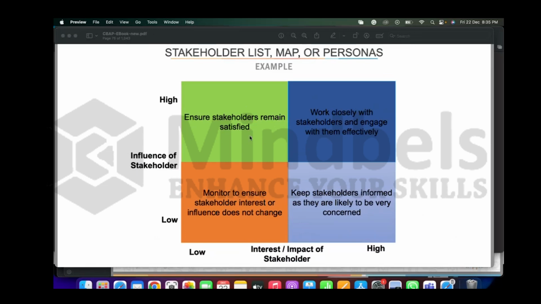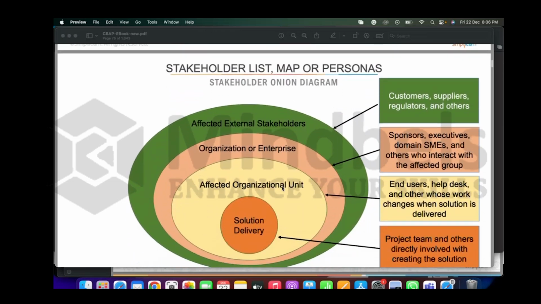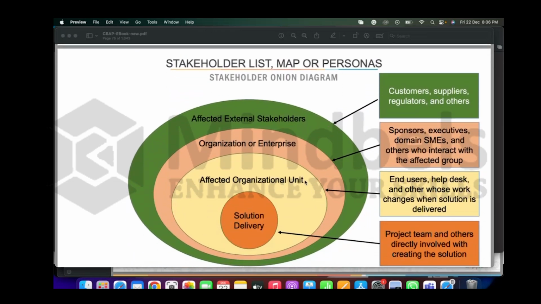So this is a box diagram. This really helps you to understand. Basically, we can try to put this up, but it is more like a decisioning matrix: high, low. This box will tell you the feedback, the understanding of the stakeholder. Similarly, if you come here, you see this is your onion diagram.